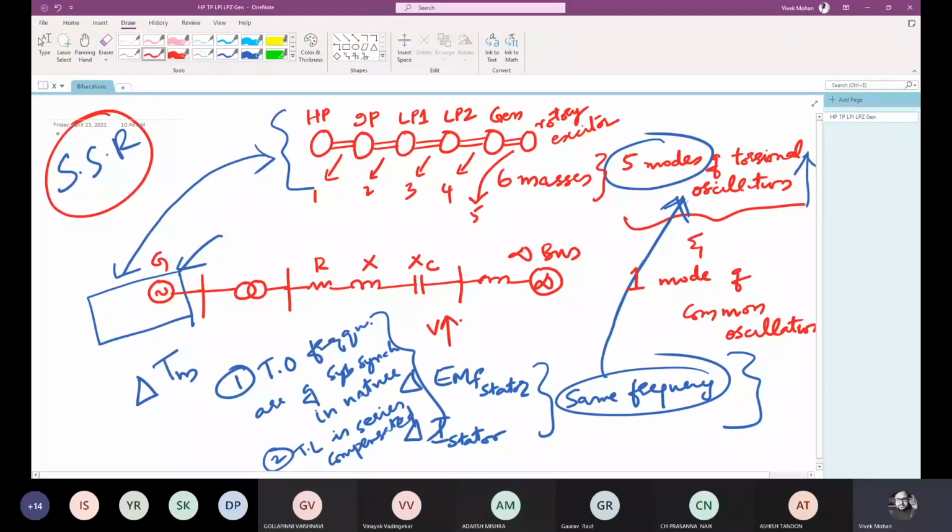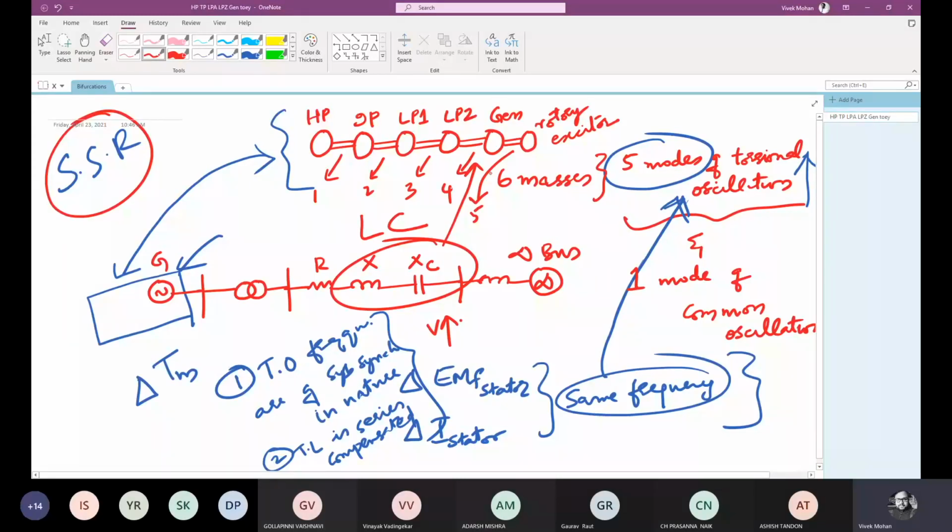In fact, the series compensated network may have a resonance frequency, because basically this is LC, right? This is LC. So it may have a resonance frequency which comes closer to the torsional frequency. Torsional frequency is this one, right? Near about the natural frequency of torsional oscillation, and enhances the torsional oscillations.